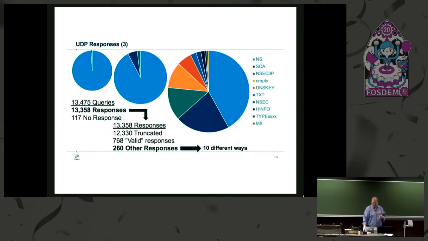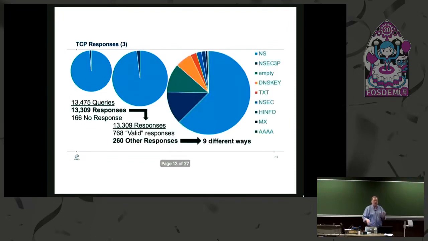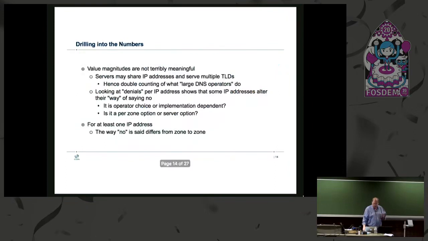For TCP, same thing, except I don't have any truncation in TCP. And I get back another little color wheel with lots of different variation out there. Again, the fact that the NS one is the biggest part only means that somebody does it a lot that way. It doesn't necessarily mean there's a lot more use of NS. So I started drilling into the numbers because at first that was what I thought was interesting to see. But then I said, well, let me figure out why I got this. Why am I getting these numbers?